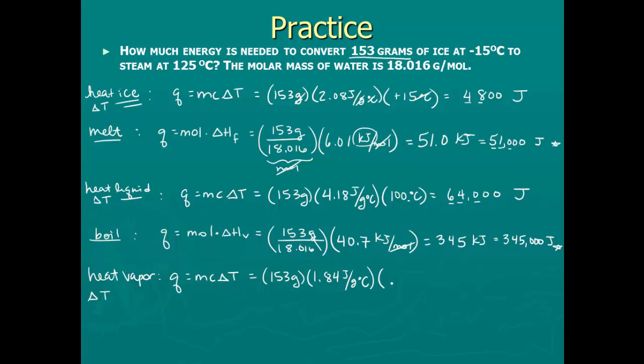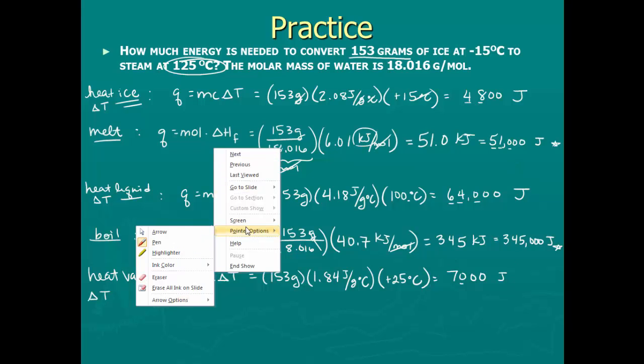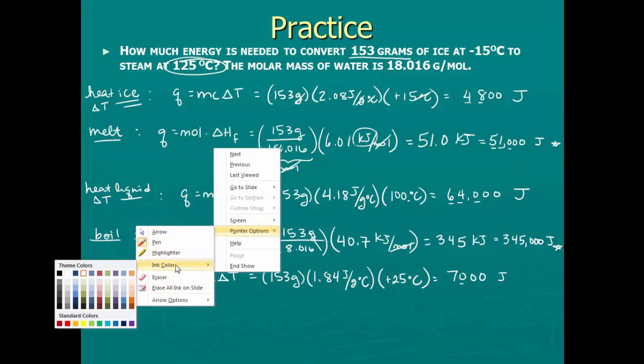And we're already at 100 degrees Celsius. Our final temperature is 125, so that's a positive 25 degree increase. So pause and calculate. We get 7,000 joules. Okay. All right. So I'm going to underline in red the 5 individual answers that we had.